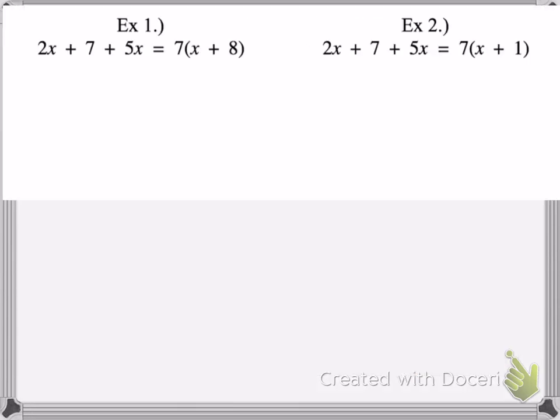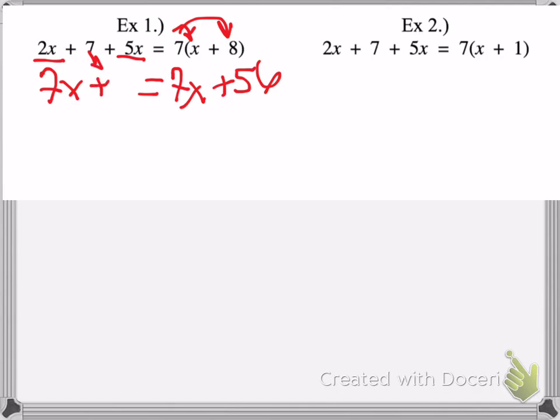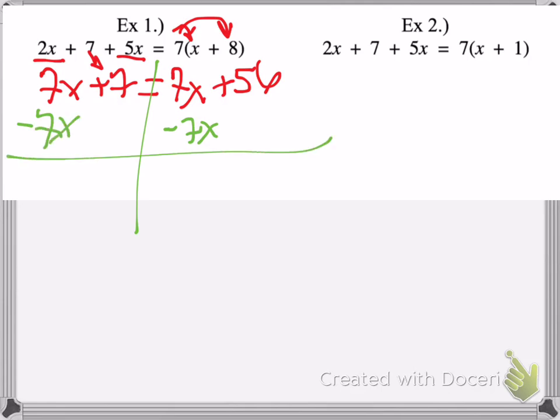So, in example 1, we need to combine like terms and distribute. I'm going to distribute first, like we did before, that was the order. 7 times x is 7x, and 7 times 8 is 56, so plus 56. On the left side, I've got 2x and 5x. We put those together, we get 7x, and we still have plus 7. Now, when I deal with the variables, I'm going to subtract 7x from my left side of the equal sign, subtract 7x from the right side, both sides, of course. 7x minus 7x is 0. They cancel. We get 7 equals, and then we've got 7x minus 7x. That also cancels because that's 0, equals 56.